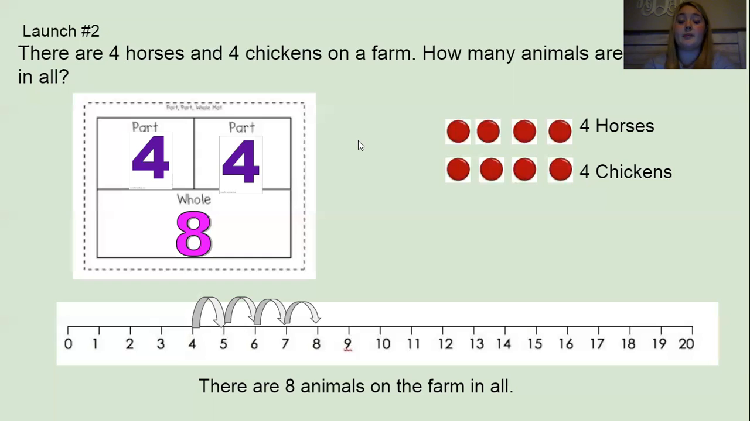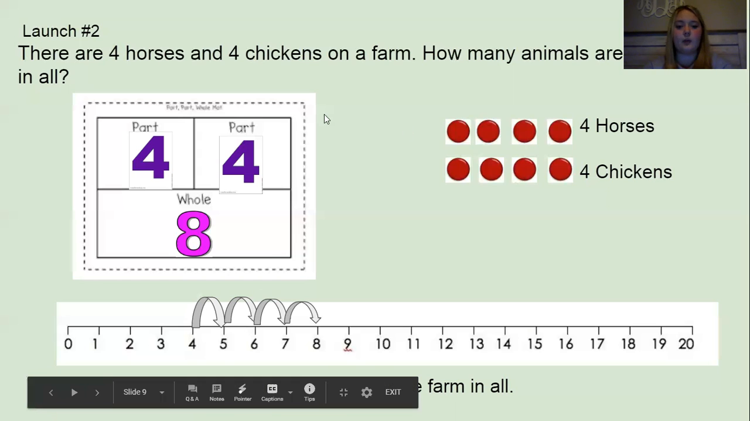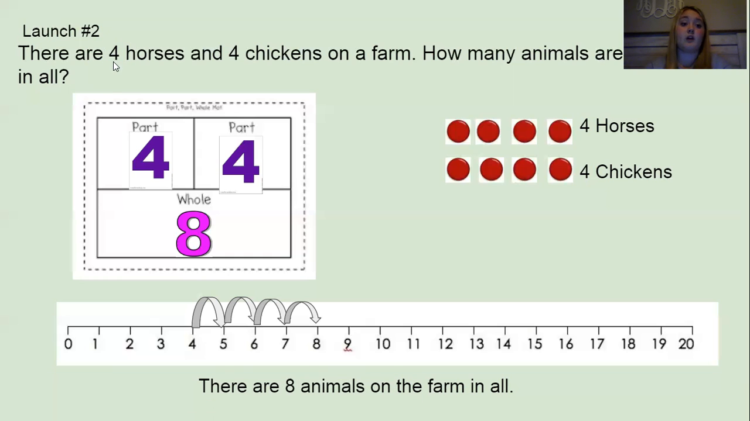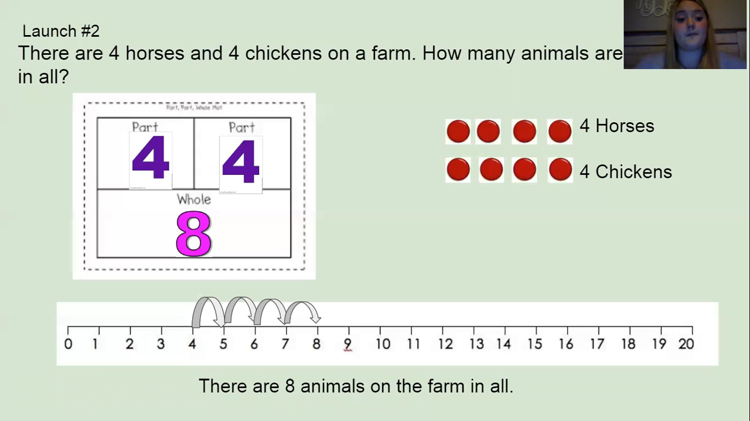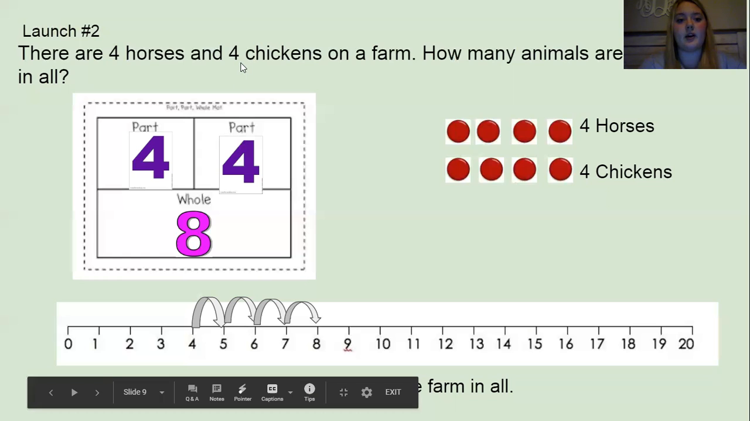The last strategy I'm going to show you is how to solve this problem on a number line. When we look at our number line, we see the numbers down here. And we know that the first number that we are given in this problem is the 4, because there are 4 horses. So we are going to start with the number 4 on our number line. You could have circled this or underlined it or did whatever you did to show me that that's where we're going to start. And since the other number that we are going to add to the first 4 is another 4, that means we are going to jump 4 jumps on our number line to get to our answer. So let's do that now.